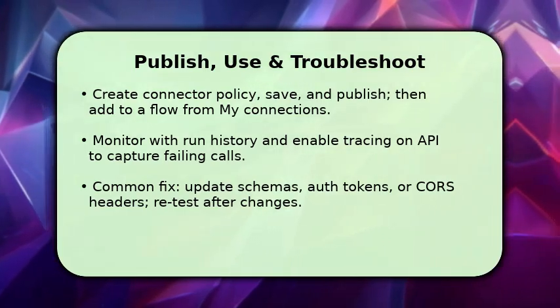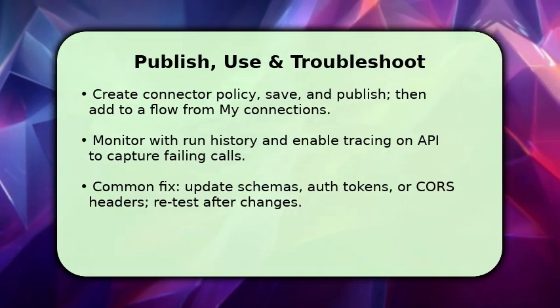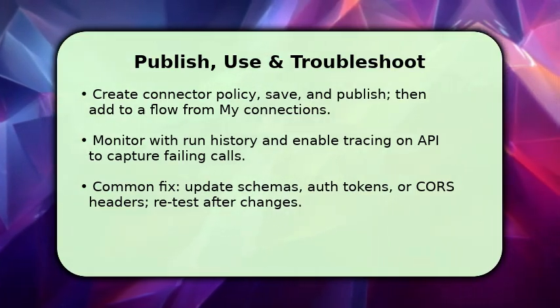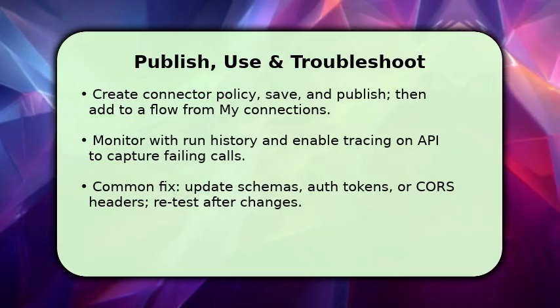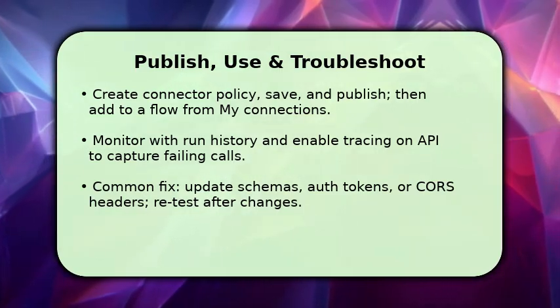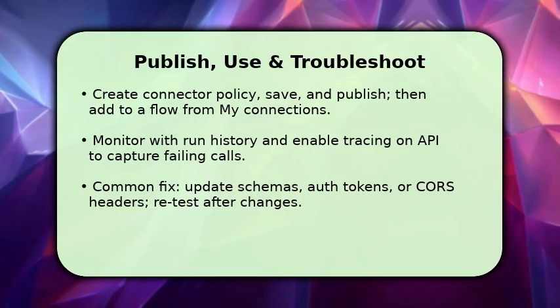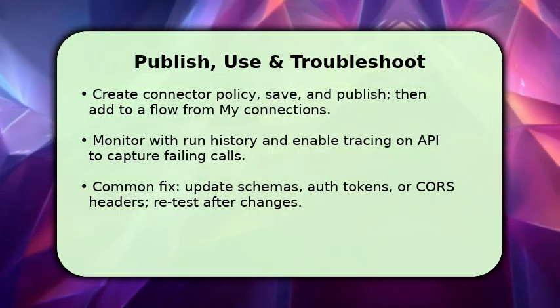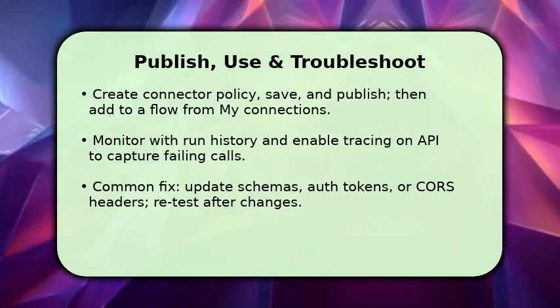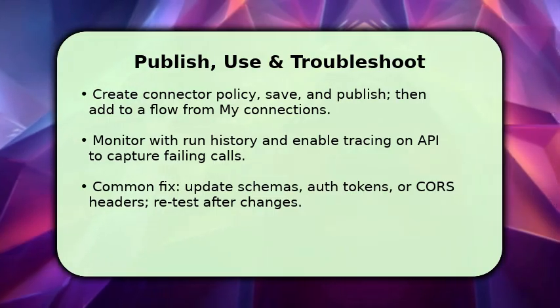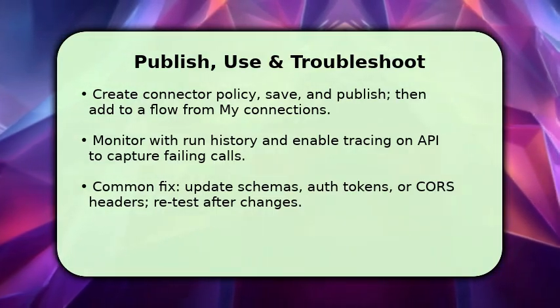If something breaks, check run history in Power Automate and enable tracing or API logs to capture the failing request. Make sure tokens are valid, CORS and auth headers are correct, and response schemas match the connector definitions. If needed, update the connector, republish, and retest until the flow runs cleanly.